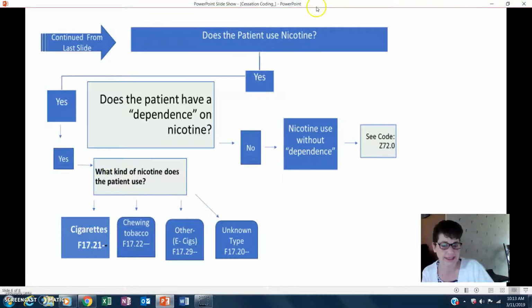So this is the next slide in the decision tree. You see it's continued here. Yes, I do have a dependence. Yes, what kind of dependence? Is it cigarettes? Is it chewing tobacco? Is it e-cigs? Is it unknown?